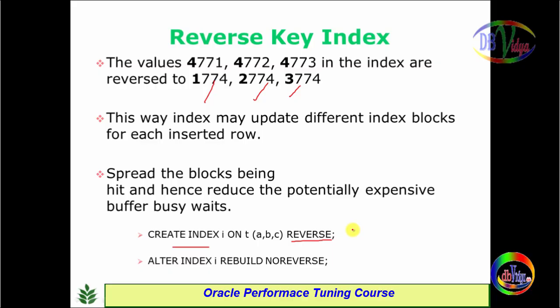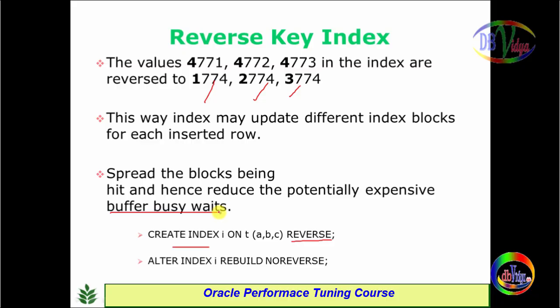But the way the index entries are stored and retrieved is different, in a way that reduces the hotspots. The technical term is buffer busy wait. Buffer busy wait means it is requesting some buffer, but since it is locked by some other internal process, it is waiting for that buffer internally, which is not visible to us.